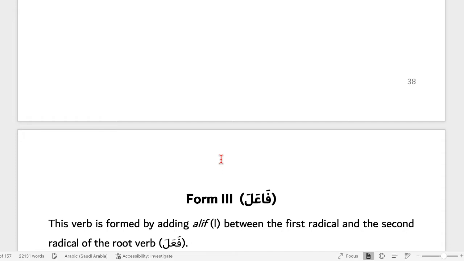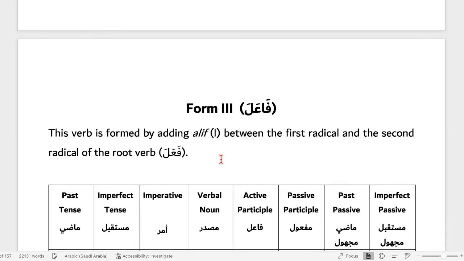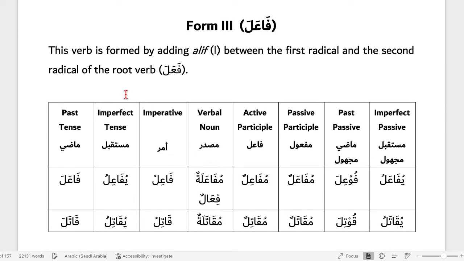We go to form 3. This verb is formed by adding, as in the summary that I have shown already. So we're just going into detail of the same: by adding alif, this becomes a new form, fa'ala yufa'ilu. Amr is fa'il, and if you're making a masdar, the verbal noun, it's going to be mufa'alatun or fi'alun on this pattern. Mufa'ilun, mufa'alun, fu'ila, yufa'alu.